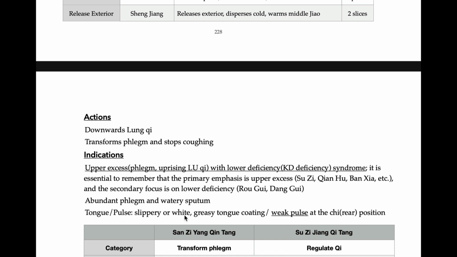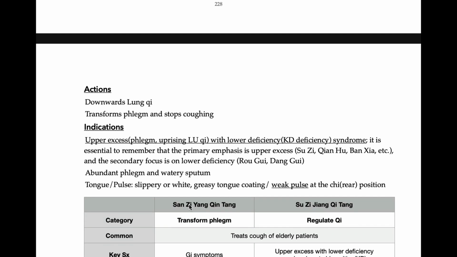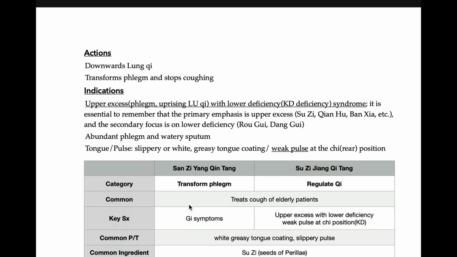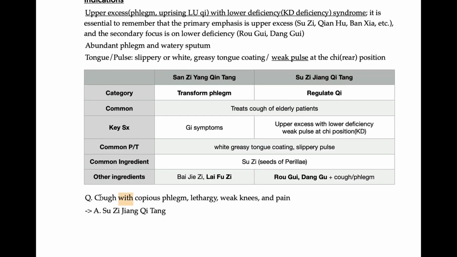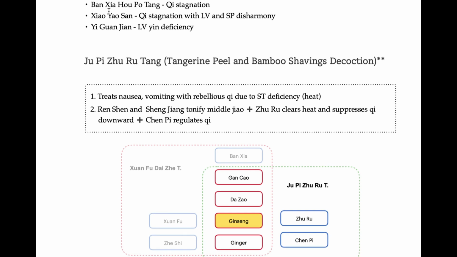So a weak pulse in the rare position because of the lower body, the lower jaw, so the kidney area has a weak pulse. But a slippery, white, greasy tongue coating indicates excessive phlegm on the chest. So they will use this kind of term, excess on the chest and weakness in the lower jaw. This is a typical hint.